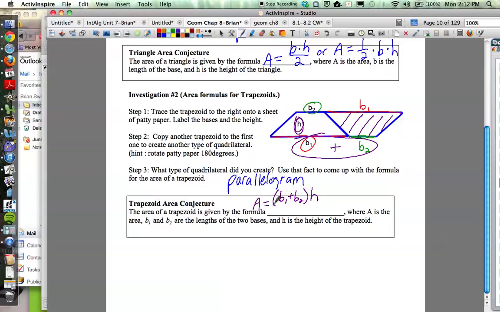So area is equal to, remember, that's the area of the parallelogram, because base 1 plus base 2 is just the entire length of the base of that parallelogram. b1 and b2 are the bases of the trapezoid, but putting them together, we get the entire length of the base of the parallelogram. Times height, okay, so that's the parallelogram area, but our trapezoid is exactly half of that. So we'll divide that by 2, and now we have the formula for the area of a trapezoid.